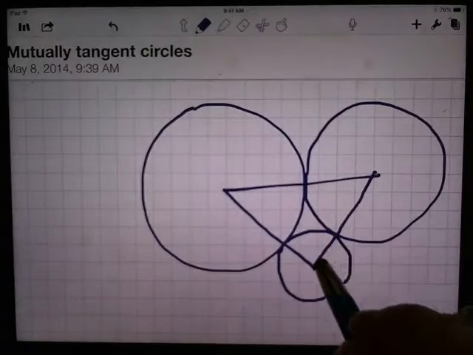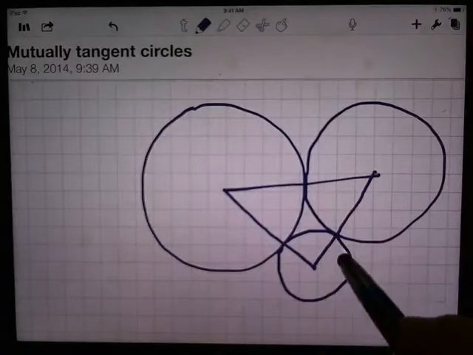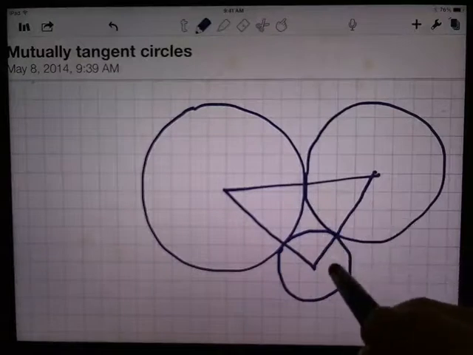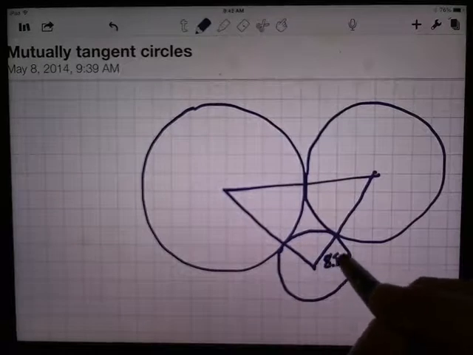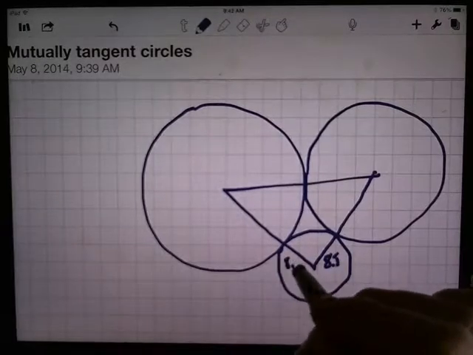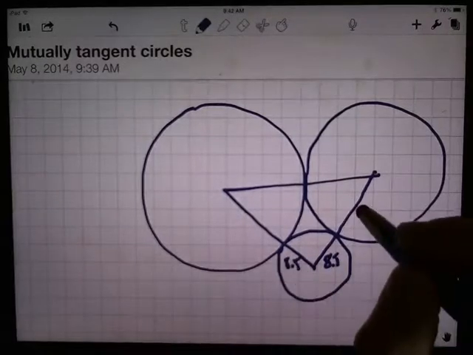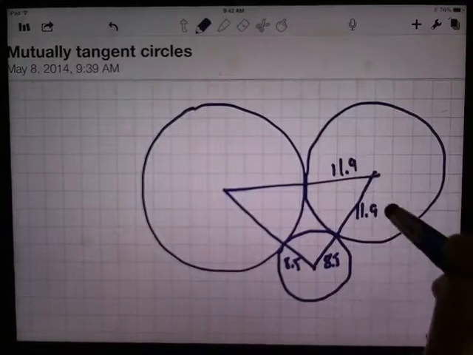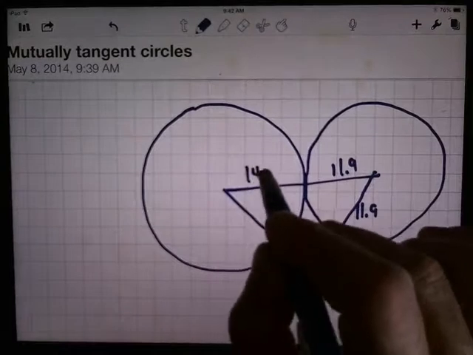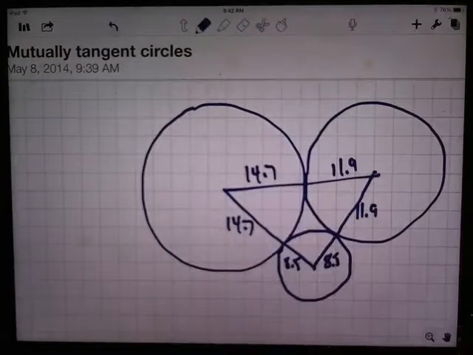It looks like a right triangle at the moment, but that's just coincidence. What I know is that the small circle has radius 8.5, and so this is also 8.5. I know that the middle one is 11.9, and this is 11.9, and then the big one here is 14.7.